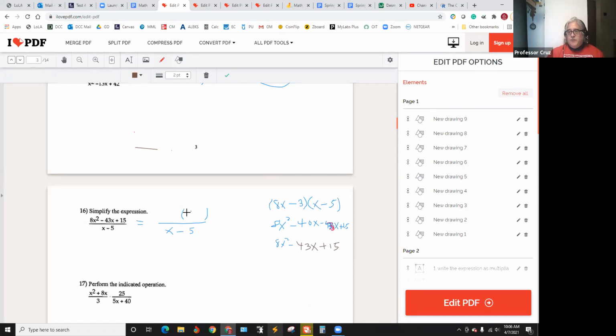So we're going to have x minus 5. All right. So what comes out is x minus 5. And so this thing simplified is down to 8x minus 3. All right. Any questions about that simplification or finding what makes that expression undefined?